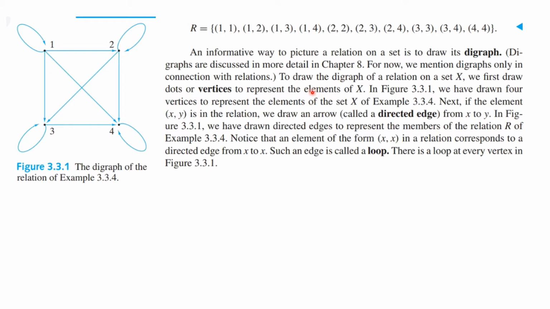So to draw the digraph of a relation on a set X, we first draw dots or vertices to represent the elements of X, and here we've drawn this same relationship here. And next, if the element (x, y) is in the relation, we draw an arrow called a directed edge from x to y. And so we've connected the things. Notice that if you have an element where x is related to x, for example, 1 is related to 1 here, we start at 1 and we have a loop going there, and that is called a loop. And there is a loop at every vertex in this particular example.